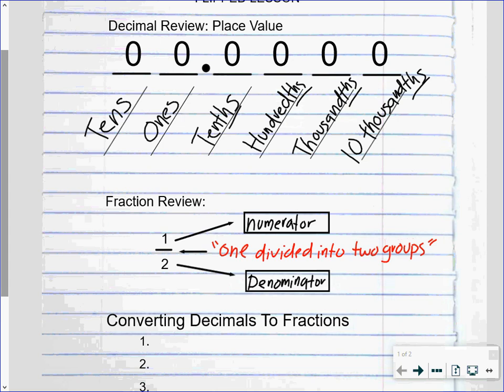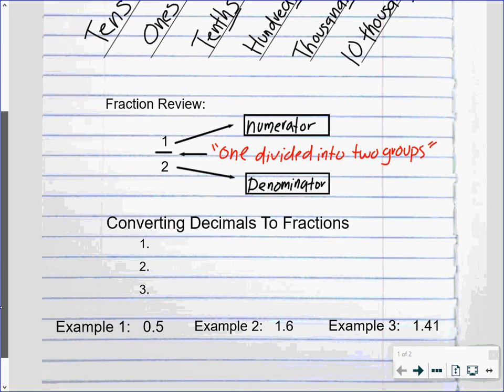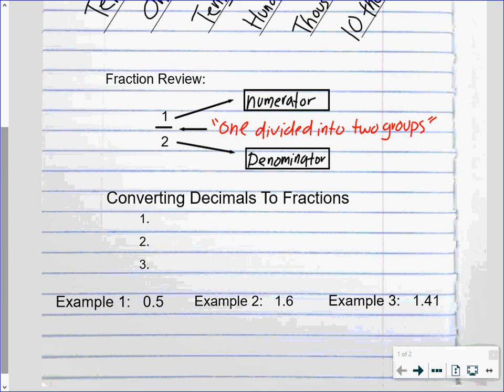So that was our quick decimal and fraction review, and now we're going to talk about converting decimals to fractions. So there are 3 steps when we convert decimals to fractions. The first step is to say it. So if we are looking at the first example, example 1, we would say that as 0 and 5/10.